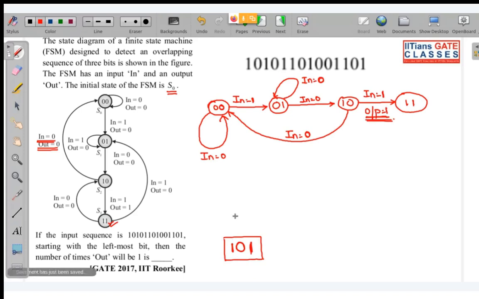So tell me, is this clear to you guys? How to get this? Any doubts on how I am able to determine this sequence?